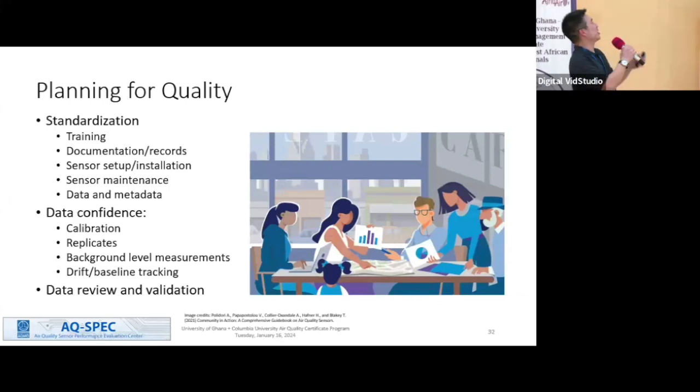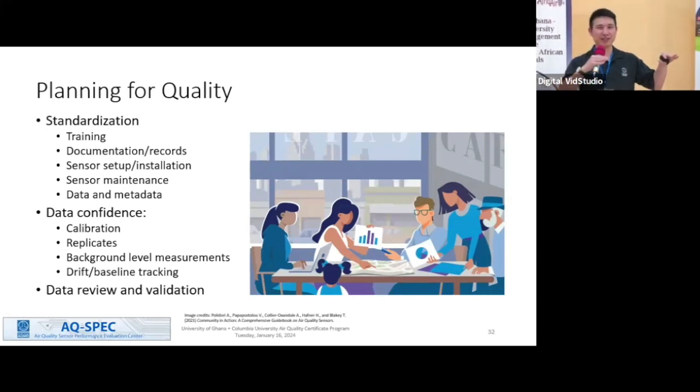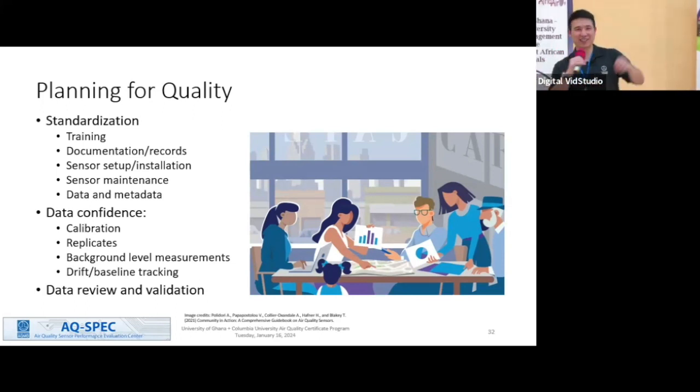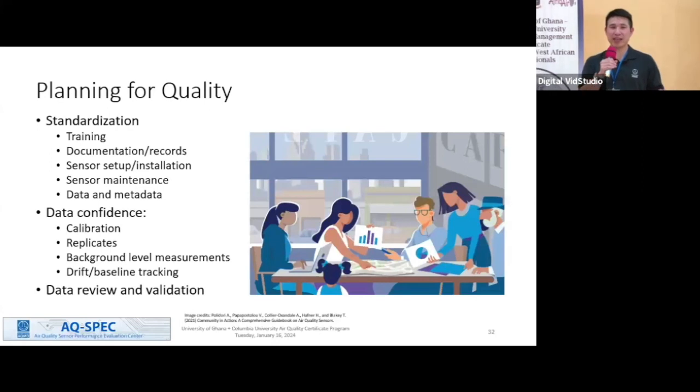All right. So another part of planning for quality is training. That's standardization. You want to make sure that all the people involved in this project are on the same page. You don't have different actors installing the sensor one way and analyzing the data a different way. So that means training of all the people involved in the project, keeping good documentation and records, having consistent sensor setup and installation practices, consistent sensor maintenance practices, and also consistent ways that you treat the data and the metadata.